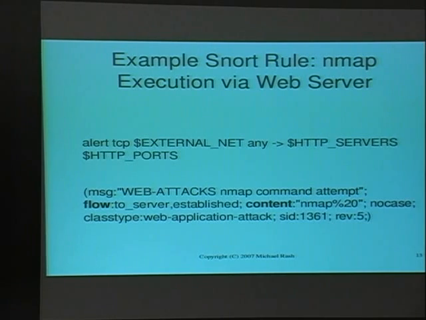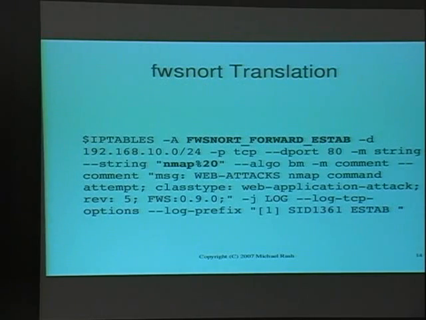You might get a lot of false positives potentially, or somebody might just think it is fun to include that in one of their CGI queries. But you can translate this rule. This is the fwsnort representation of what it would look like. So this is a single iptables command.